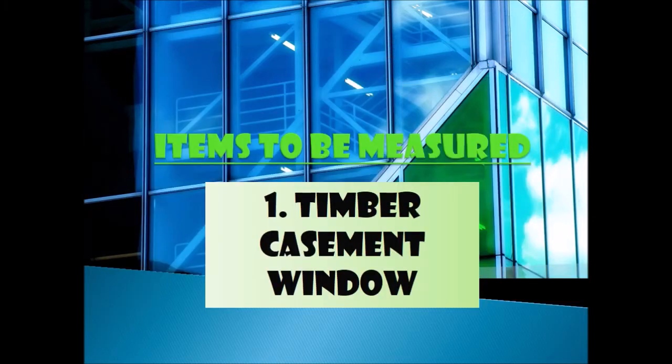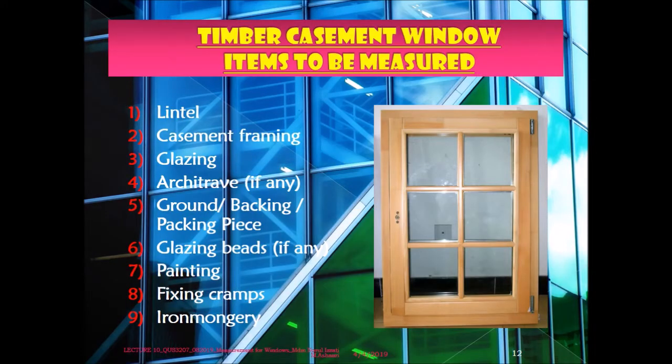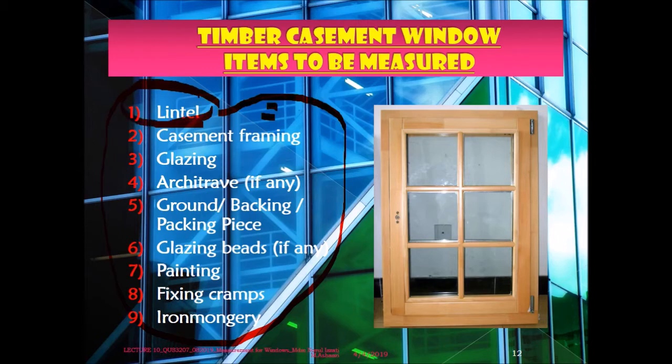Right, let's go to number one. The first item to be measured for the timber casement window. For the casement window, you have to refer to this taking off list. But this is only the guideline. The possible item to be measured, number one is lintel. You will see that lintel is applicable for every type of window. So when I discuss this lintel, you will see that it is applicable for the next one, but we are not going to repeat.